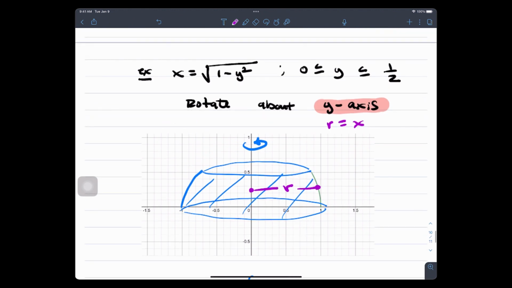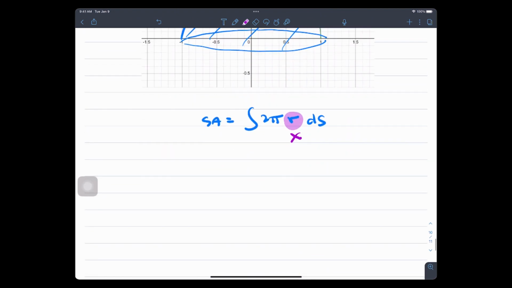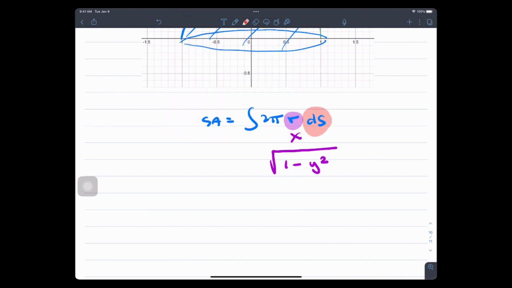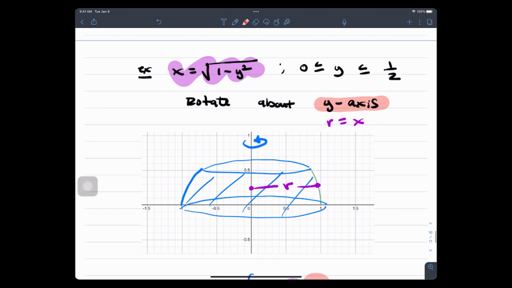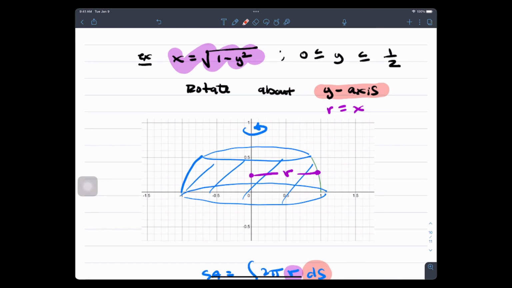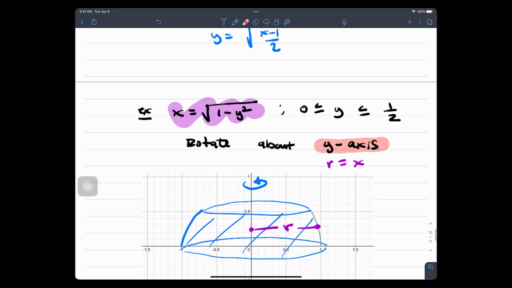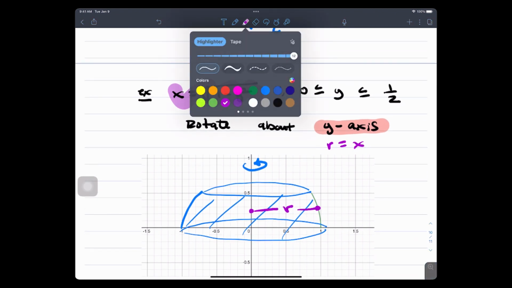But what do you guys notice about this question here? How is this one different? What does x equal? x is the square root of 1 minus y squared. So you can replace this here with the square root of 1 minus y squared. And then what's your ds? What do you think ds will be? Well, let's see. How are you going to integrate? Remember, they gave you y goes from 0 to what here? 0 to 1/2.